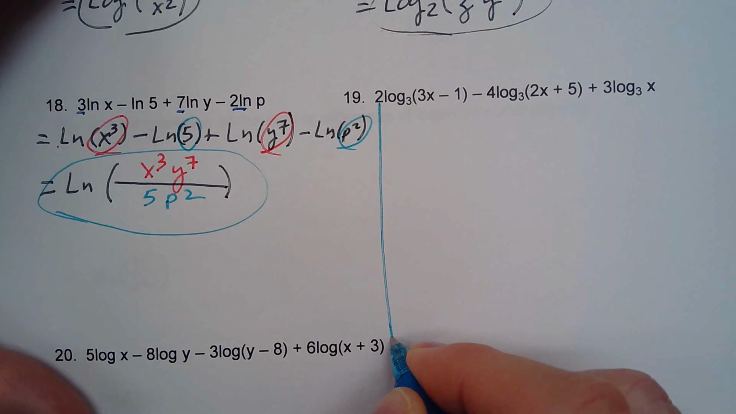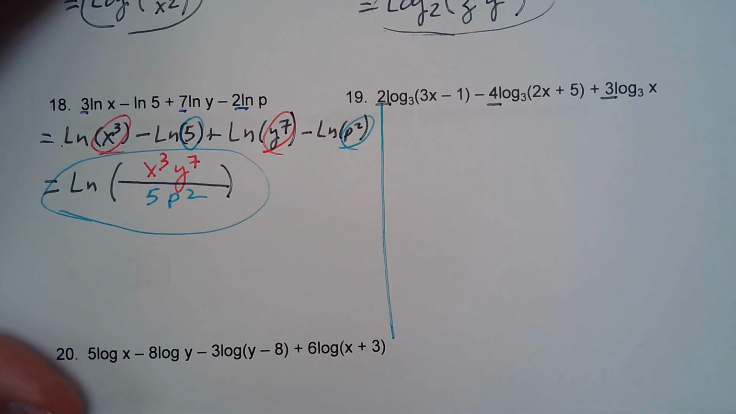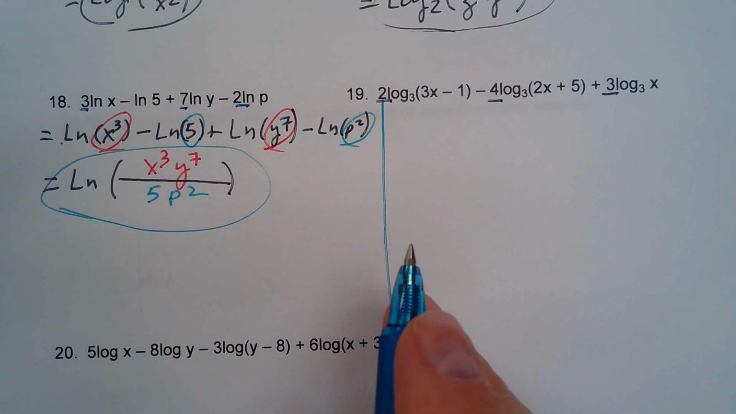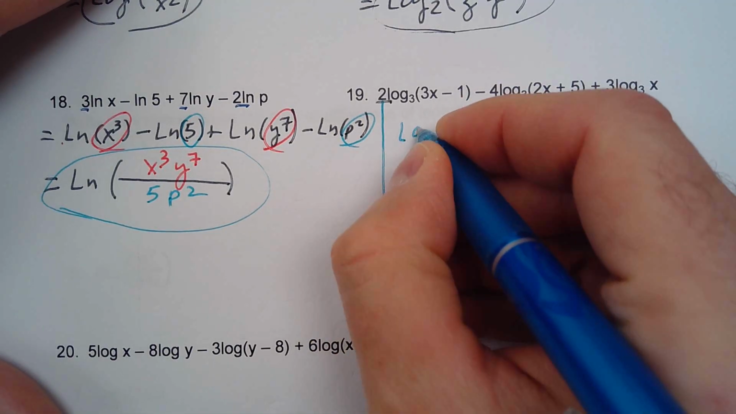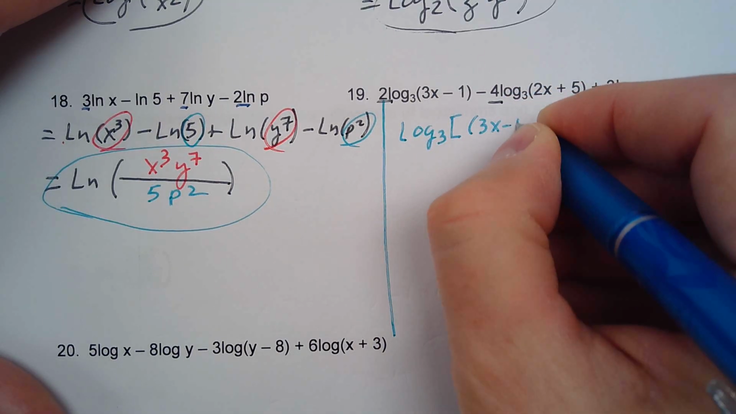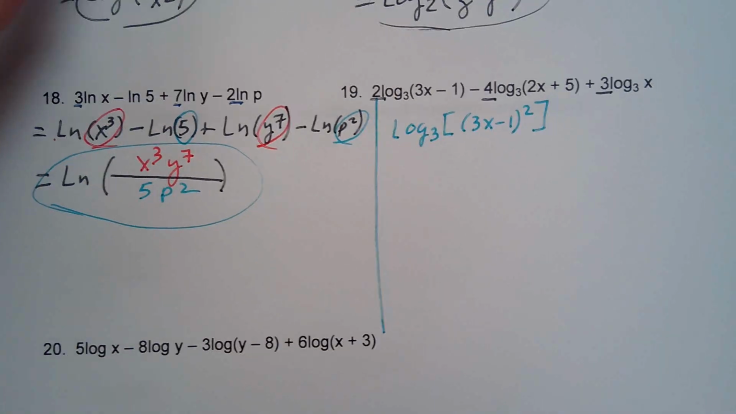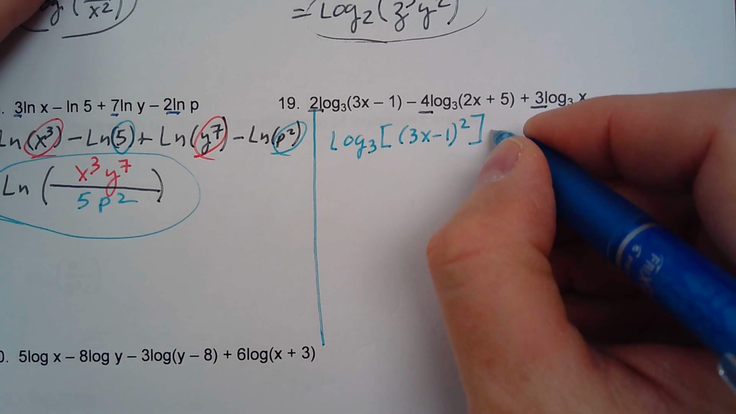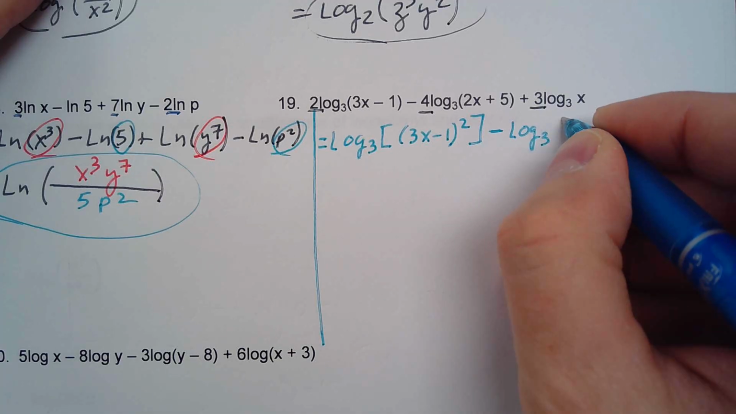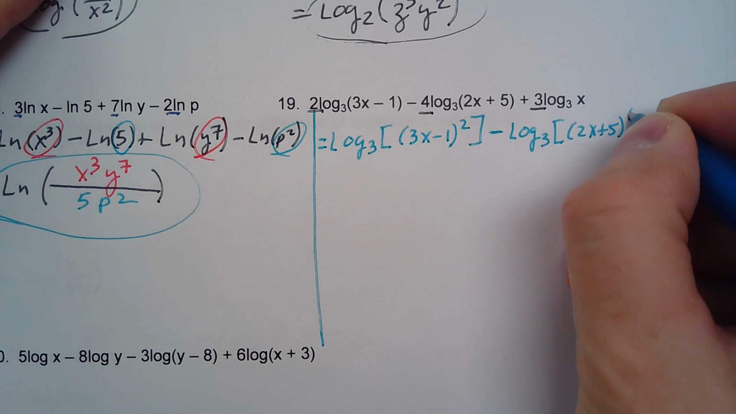Let's take a look at this next one. So again, I'm going to bring up the 2, the 4, and the 3. Now, I have more than one term, so I'm going to be a little careful how I write this. So I'm going to write this as log base 3. I'm going to use some square brackets. 3x minus 1 squared, square brackets, just to make it clear that I'm squaring the 3x minus 1. And I'm going to do the same thing here. Log base 3 of 2x plus 5 to the 4th power.